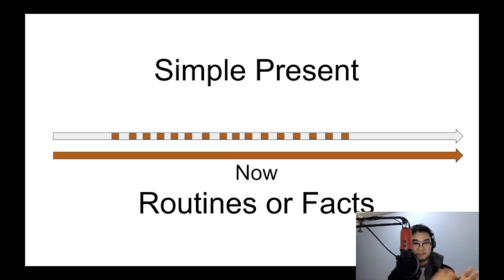So it can be happening all the time. He's a cook. He's always a cook, at least since he started. But for an action we do maybe every day, we do it once a day, and then we do other stuff, for those things we still use simple present.